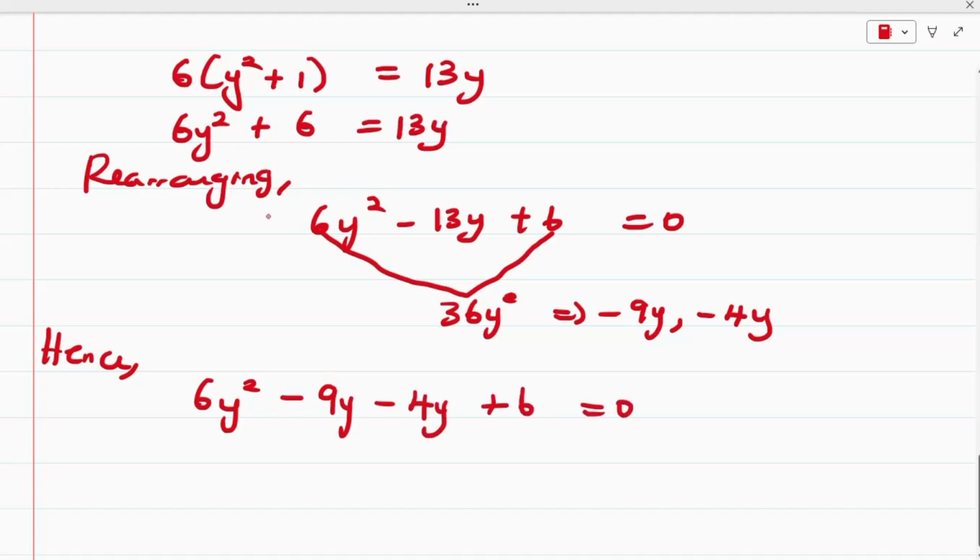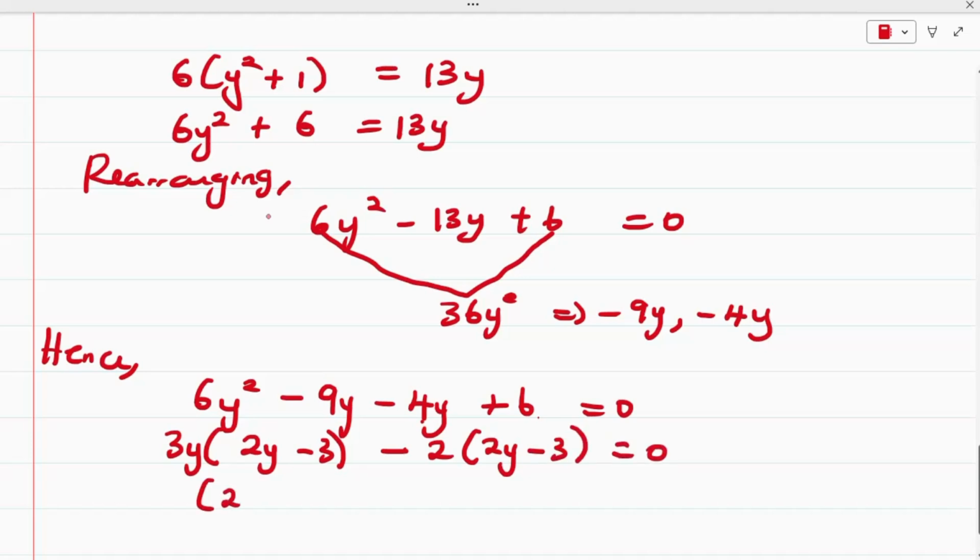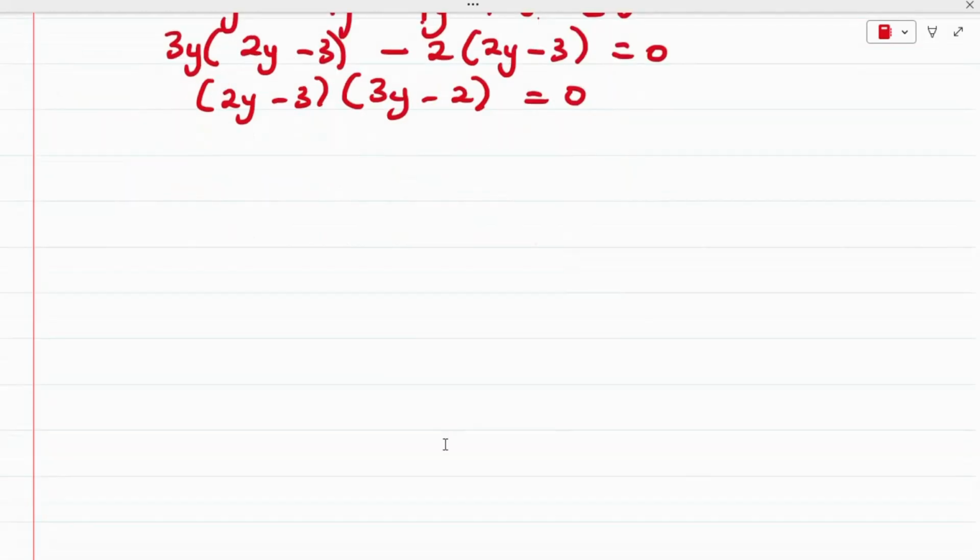to 0. So if we factor this out from here, we have that 3y is common. So if 3y is common, we have 2y minus 3 left. Then from here, between minus 4 and 6, we have 2 to be common. So we have 2y minus 3 equals to 0. So we have 2y minus 3 multiply 3y minus 2, and this is equals to 0. So from here, we have that 2y minus 3 is equals to 0, and we have 3y minus 2 is equals to 0.